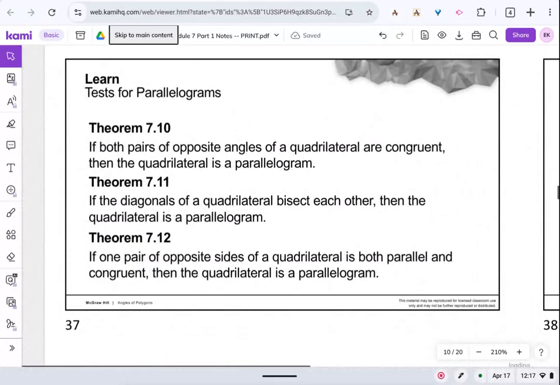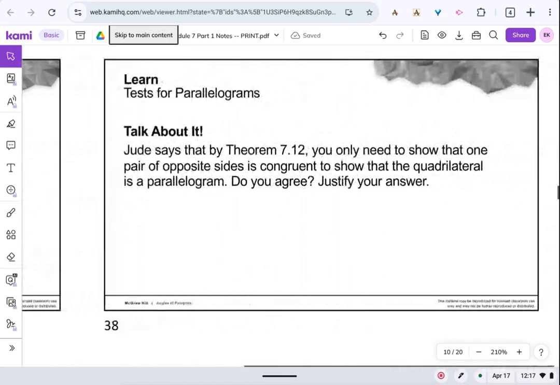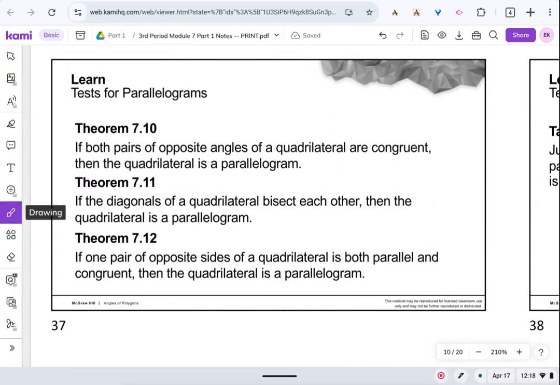Same with slide 37. Again, this is just talking about the properties of a parallelogram. We already talked about these a lot last week, so I'm just going to kind of bypass through these and get to the examples for our video so it's not super long. In this part, it says, Jude says that by theorem 7.12, you only need to show that one pair of opposite sides is congruent to show the quadrilateral is a parallelogram. Do you agree? So 7.12 is this theorem right here, okay?